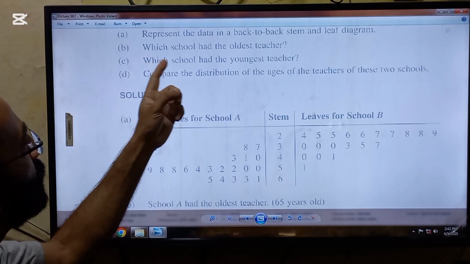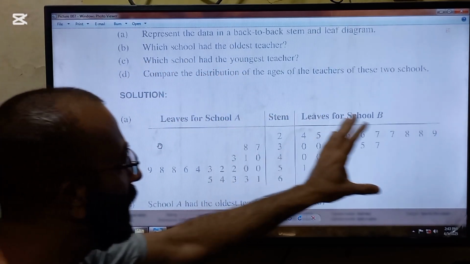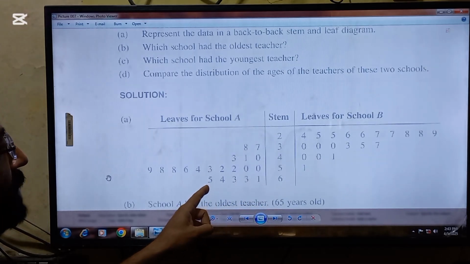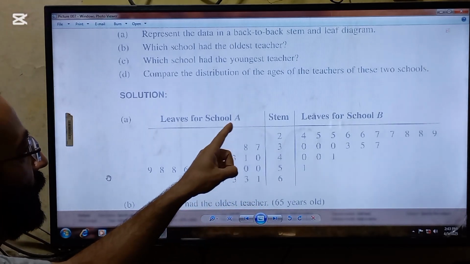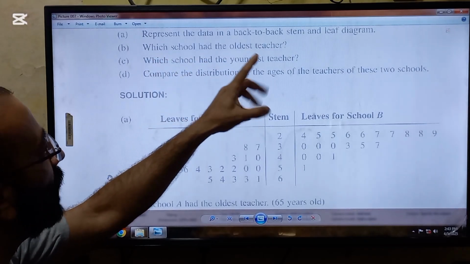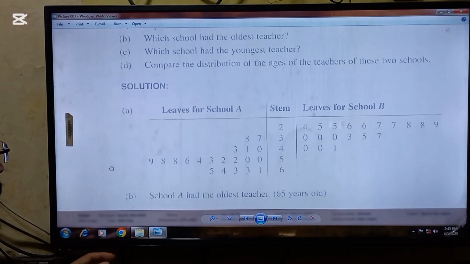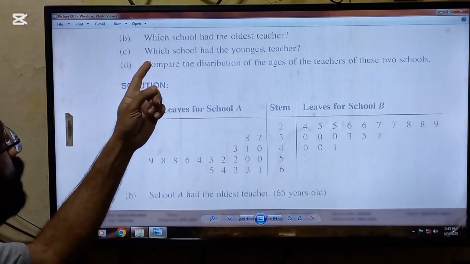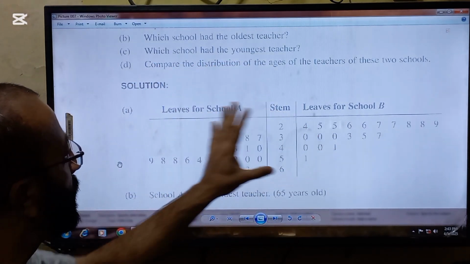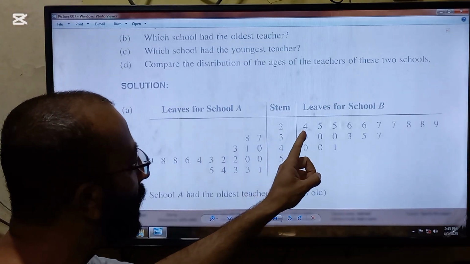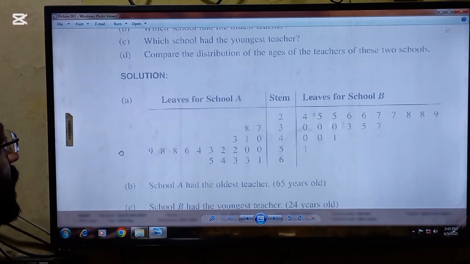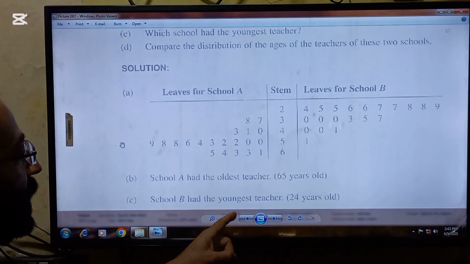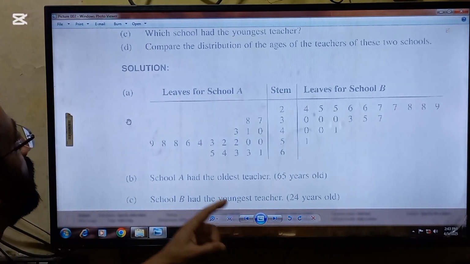Part B's requirement is which school had the oldest teacher. From the stem and leaf diagram, we can clearly see 65 is the maximum age. So school A has the oldest teacher. So here is the answer: school A had the oldest teacher, that is 65 years old. Part C's requirement is which school had the youngest teacher. From the diagram, we can clearly see 24 is the minimum age. So this is the teacher from school B. So school B had the youngest teacher, that is 24 years old.